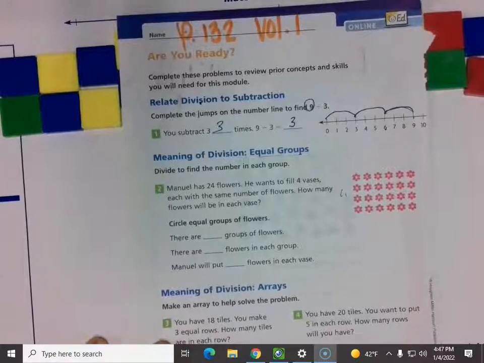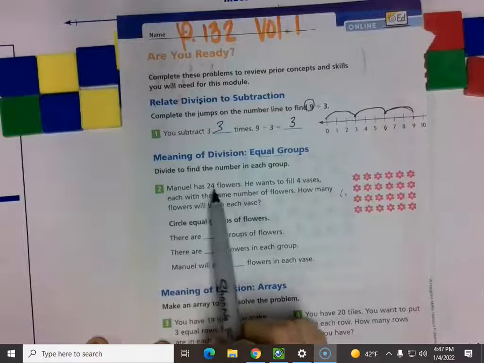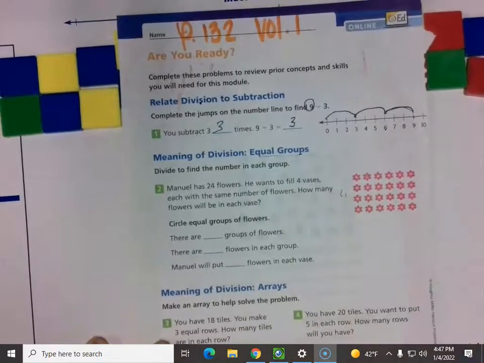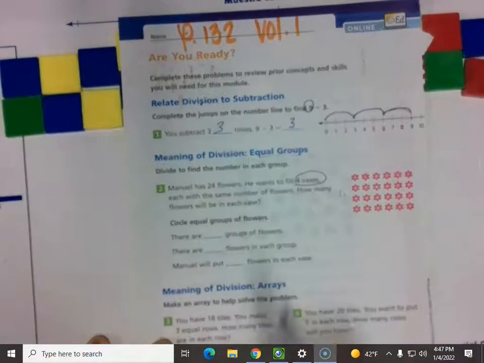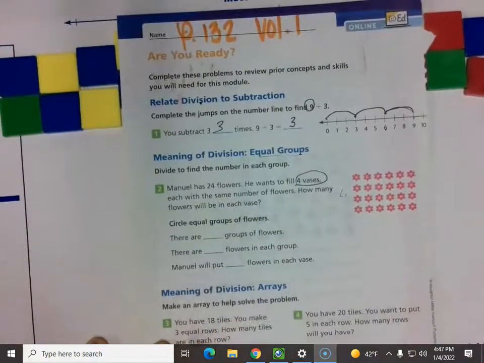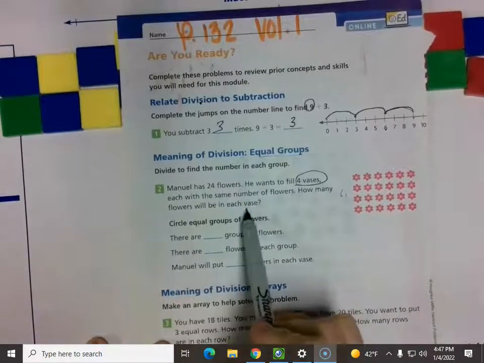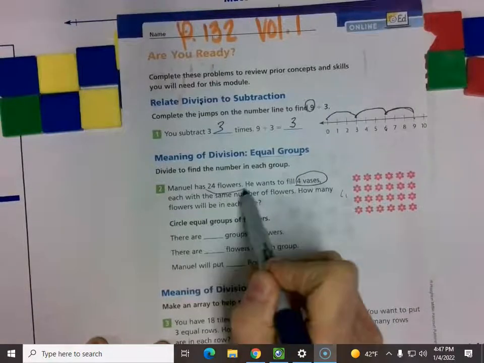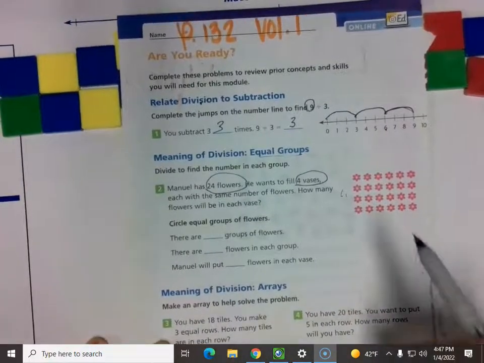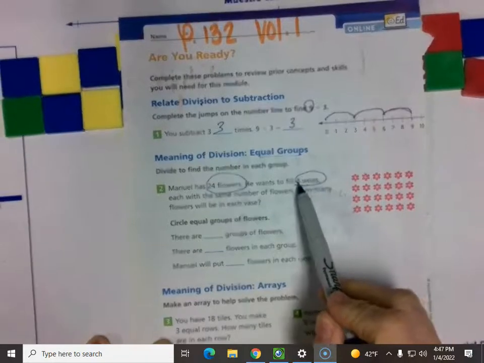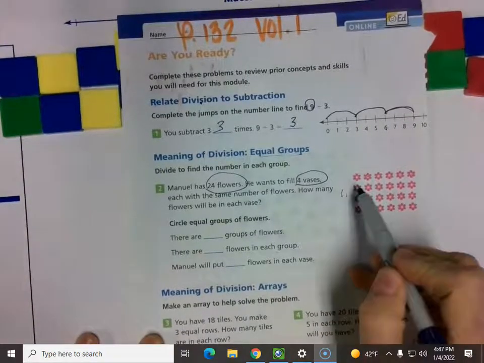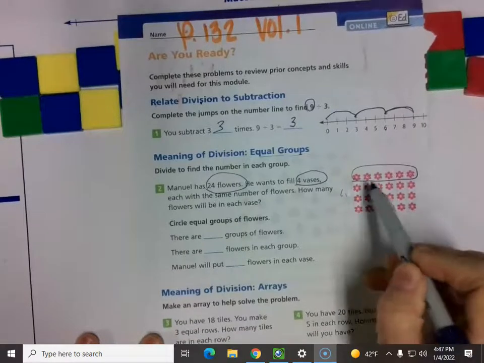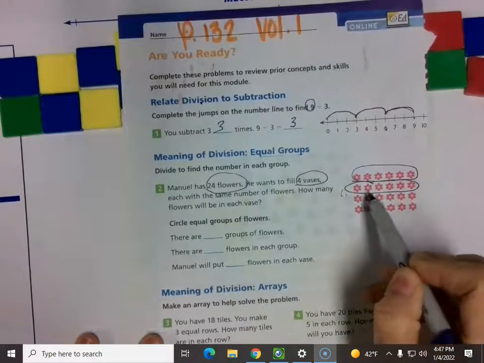How does that represent division? Well, let's take a look at this. Manuel has 24 flowers. Here's the 24 flowers. He wants to fill 4 vases, each with the same number of flowers. How many flowers will be in each vase? Well, I know the total number is 24. And I want to share that out into 4 vases. Well, I see here I have 4 equal groups.